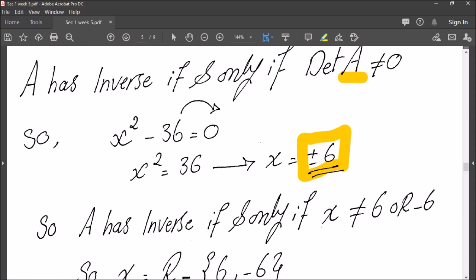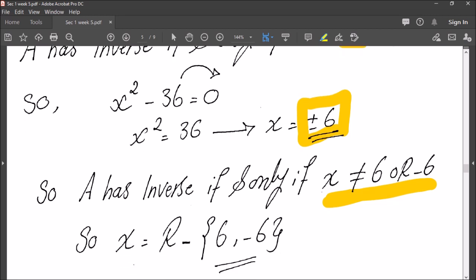So A has an inverse if and only if x is not equal to 6 or negative 6. So x equals all real numbers except 6 and negative 6. All real numbers are okay, but 6 and negative 6 are not okay. Let's move on.